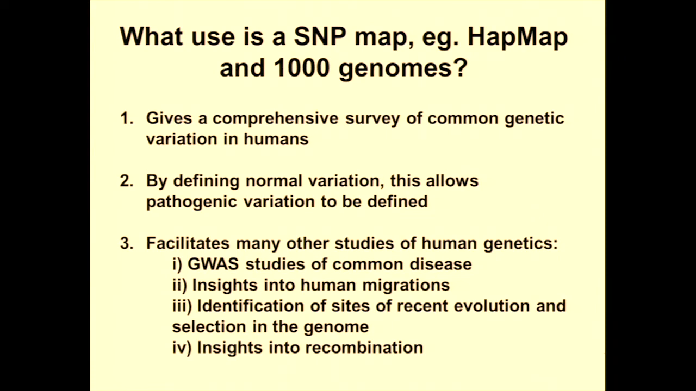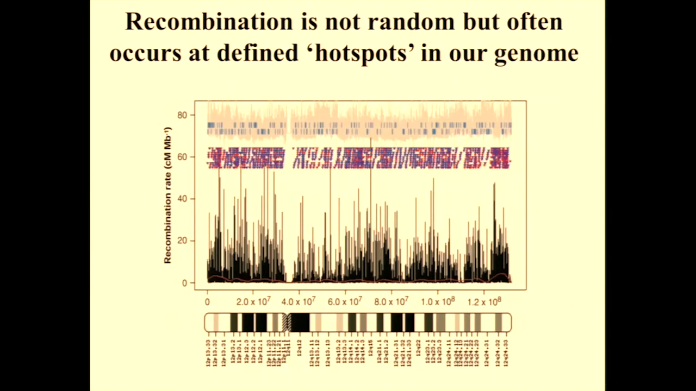And as I'll tell you in a minute, this has actually given us insight into many different things. So it's allowed things like genome-wide association studies to be done. It's given us insight into human migrations over history, insight into evolution and selection that's going on in our genomes, and also just fundamentals of how recombination is occurring. So I'm just going to talk a bit about some of those different highlights and start off with recombination. Recombination is obviously how chromosomes cross over, recombine during meiosis, and shuffle our genetic material between generations.